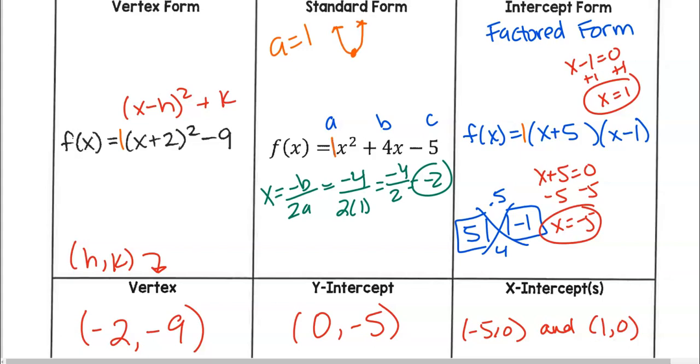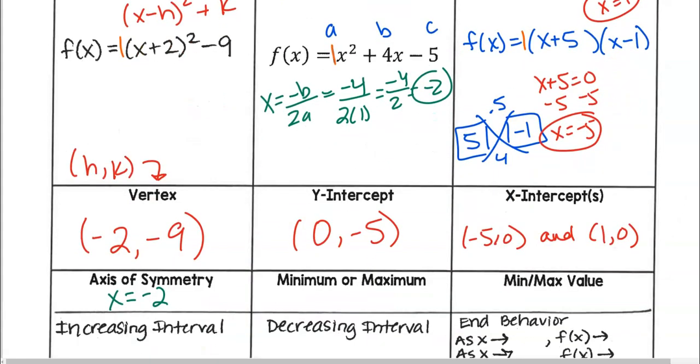So the turning point, is that going to be a maximum or a minimum? It's going to be the minimum. It's the lowest point. So this has a minimum. Minimum. There we go.